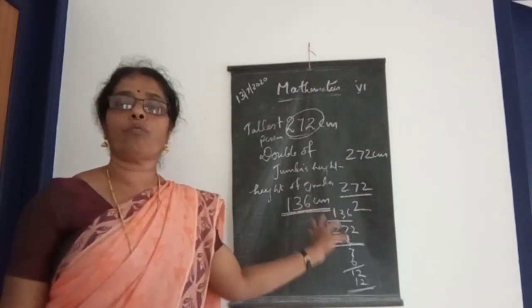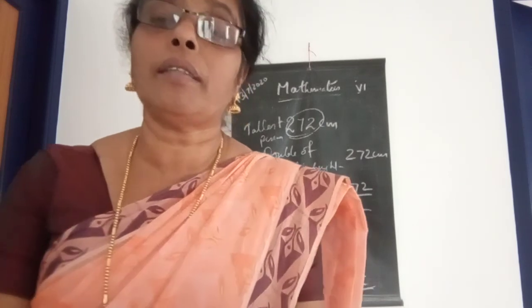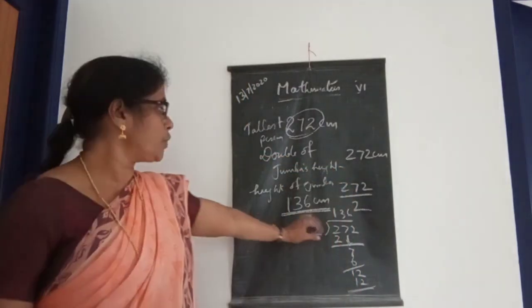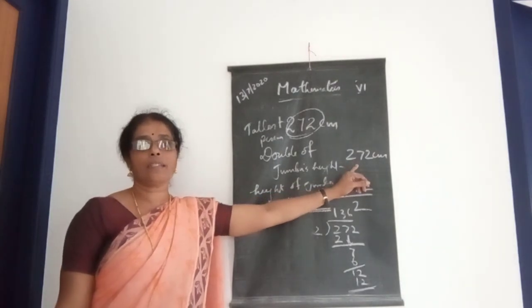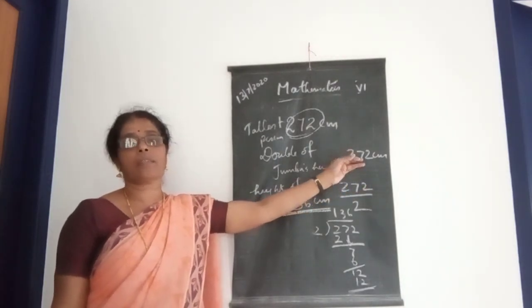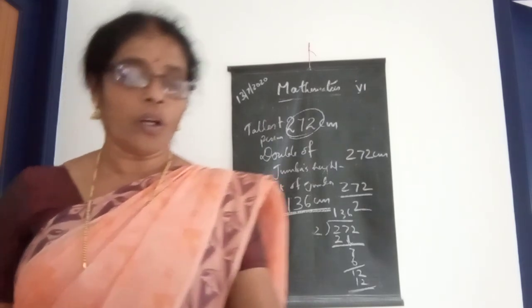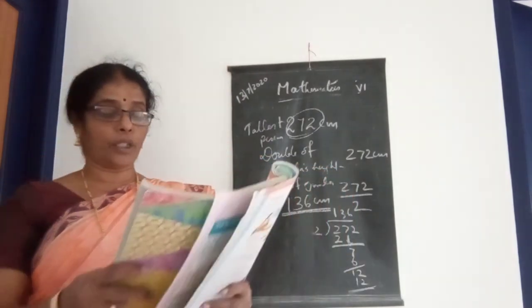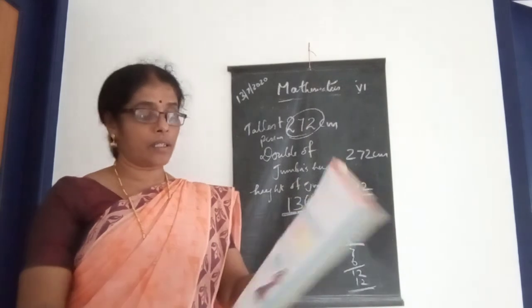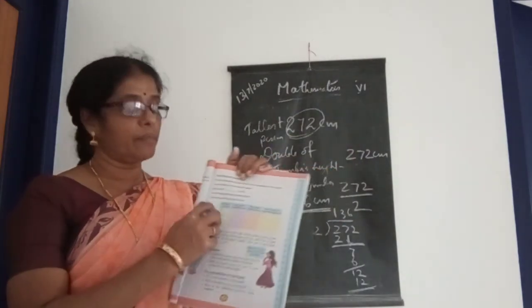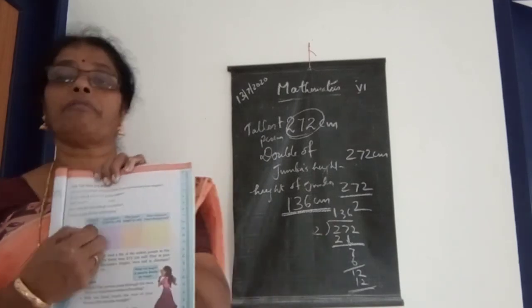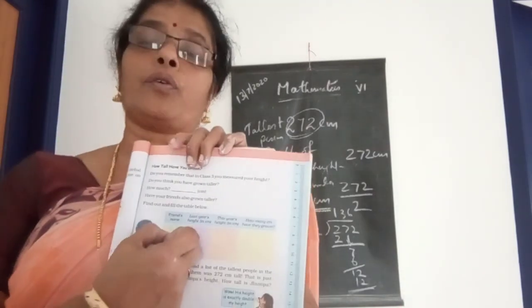136 centimeter, that is the double of this. 136 doubled is 272. That is the tallest person's height, isn't it? So okay, that you have to write in your notebook. And next one you can see here in page number 15. That also you have to do. Find out and fill the table, that you have to do as a homework.